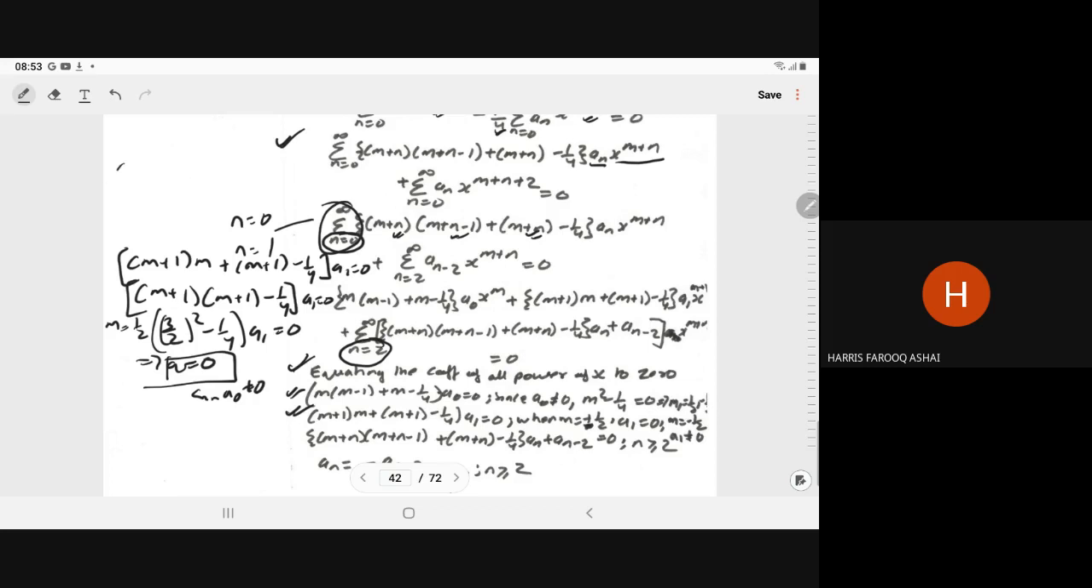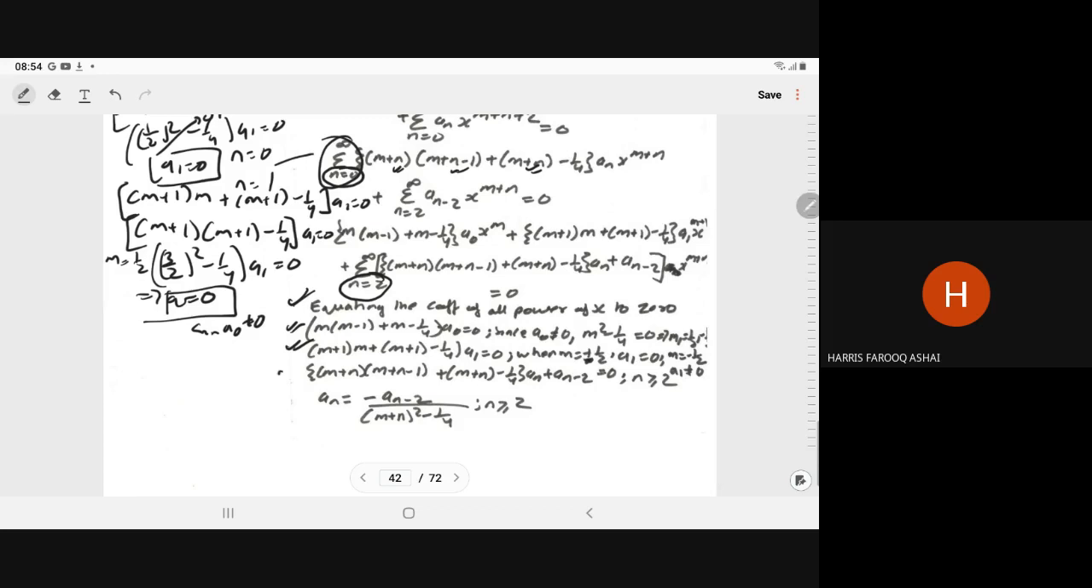M plus, we have (m plus 1) whole square minus 1 by 4 into a1 is equal to 0. So when we put m is equal to minus half, due to the minus half it will become half whole square minus 1 by 4, a1 is equal to 0. Because this is 0, this will give you a1 is equal to 0. So when m is equal to minus half, at that time a1 is equal to 0. When m is equal to half, then a1 is non-zero. That you have to remember, I will use it later.